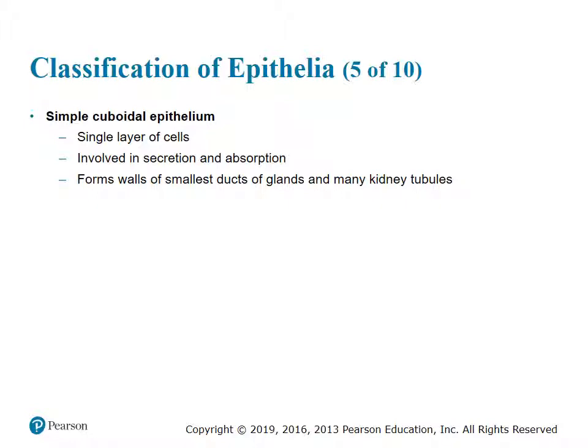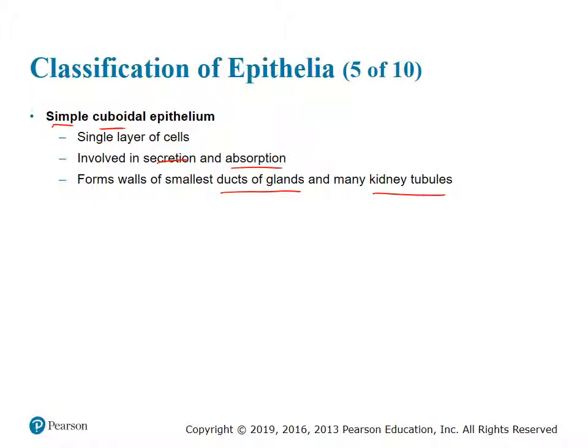So as you go along, here's simple cuboidal. You know what simple cuboidal is? Single layer, cube-shaped cells, because that's what these two words basically mean. Here's the function, and where you find it. That makes sense, right?